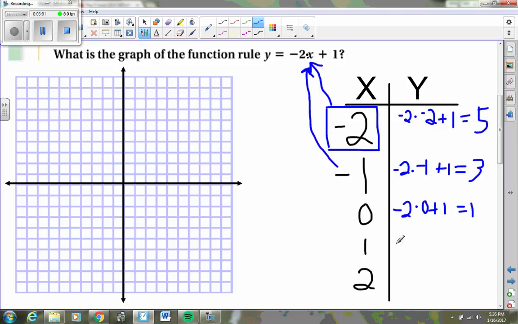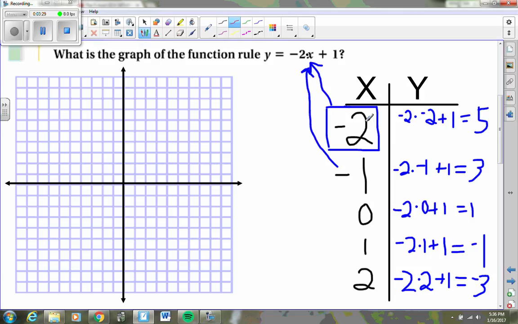Then I put a 1 in there. I do -2 times 1, and I add 1. -2 times 1 is -2. -2 plus 1 actually gives me a -1. And then I do the same thing here with 2. -2 times 2 plus 1. -2 times 2 is -4. -4 add 1 gets me a little bit closer to 0. I'm now at -3.